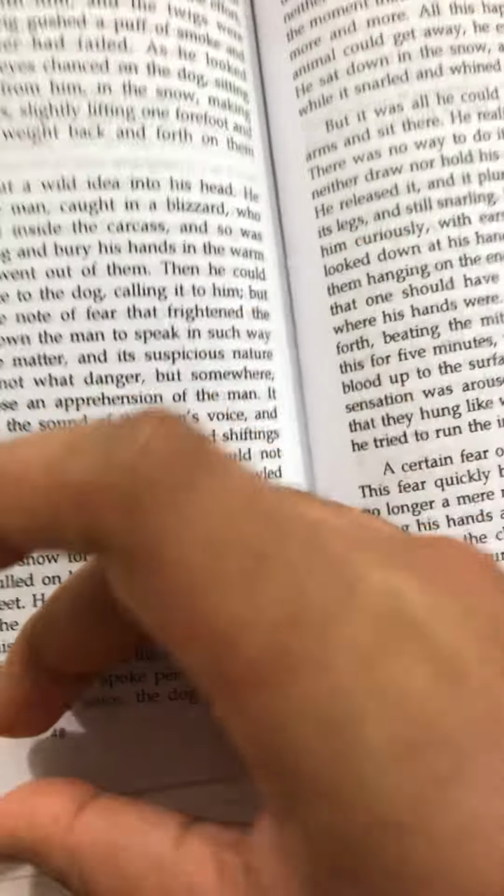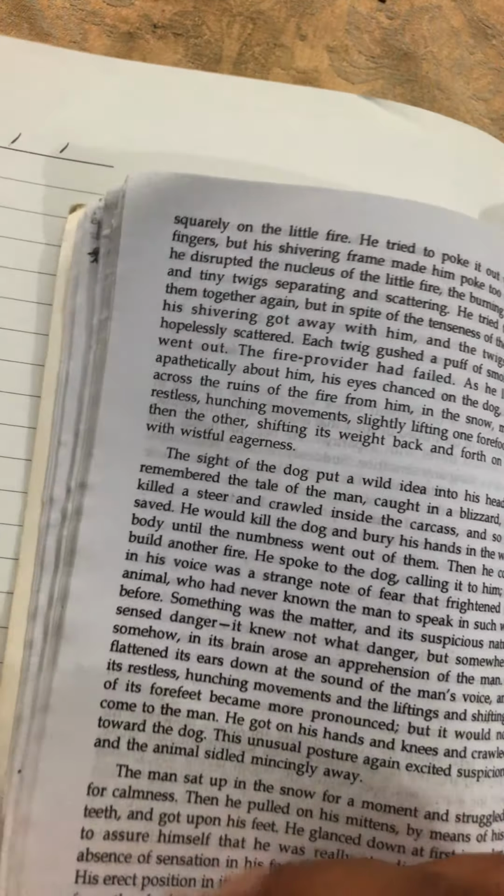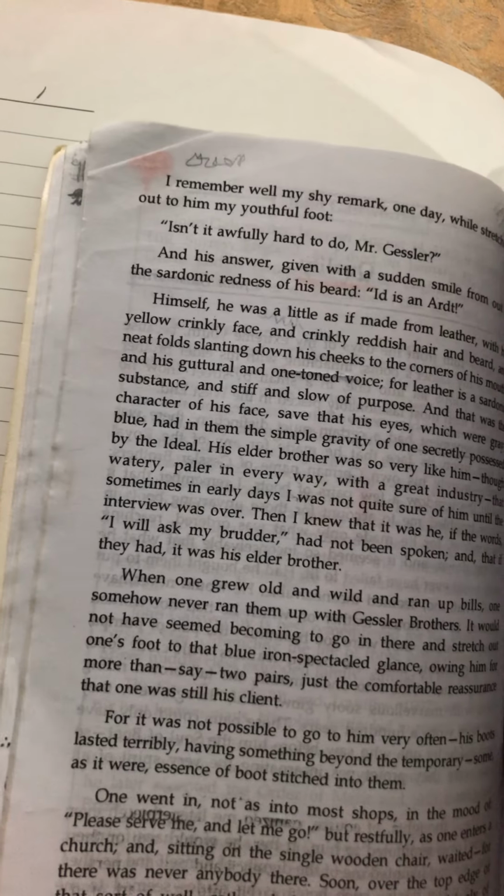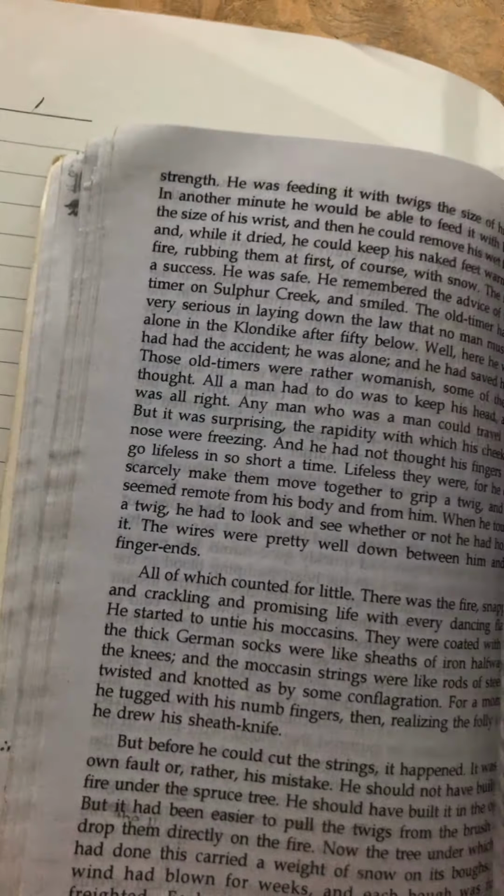Now, before this, we are going to talk about, after this, not before this, the chapter before this, sure. We're going to talk about the story.